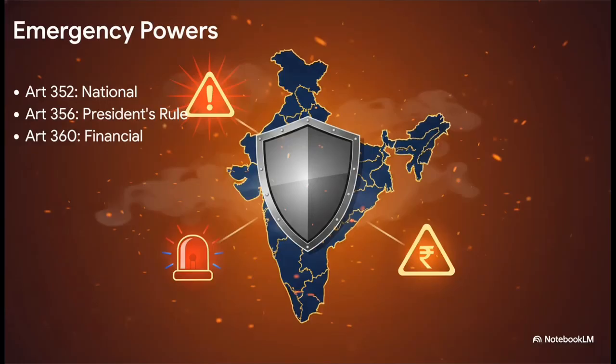But what happens when the house catches fire? Well, the framers accounted for crises by including emergency powers. Article 352 allows for a national emergency. Article 356 permits president's rule if a state's constitutional machinery completely breaks down, and Article 360 allows for a financial emergency. Obviously, these are very severe mechanisms, but they were carefully designed to protect the integrity and the security of the nation during extreme crises.